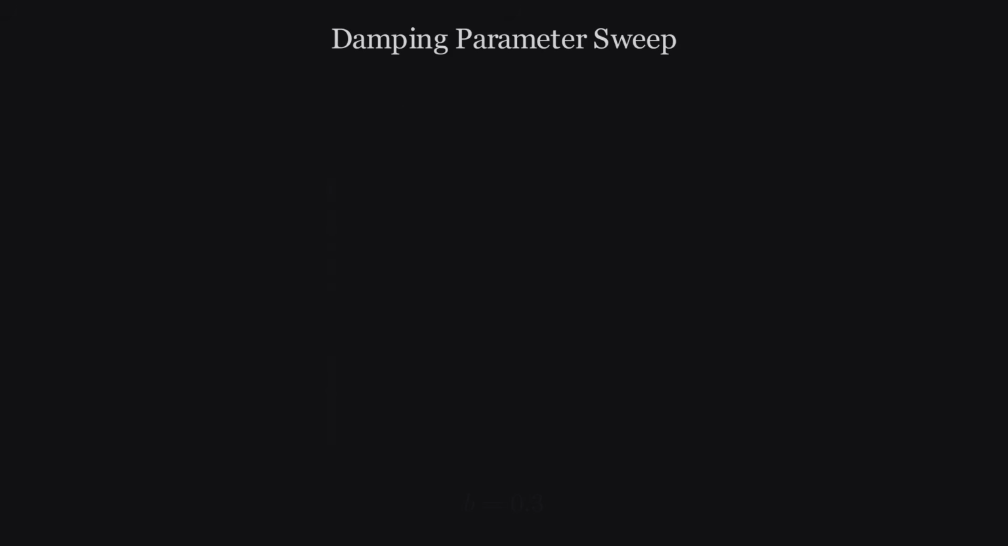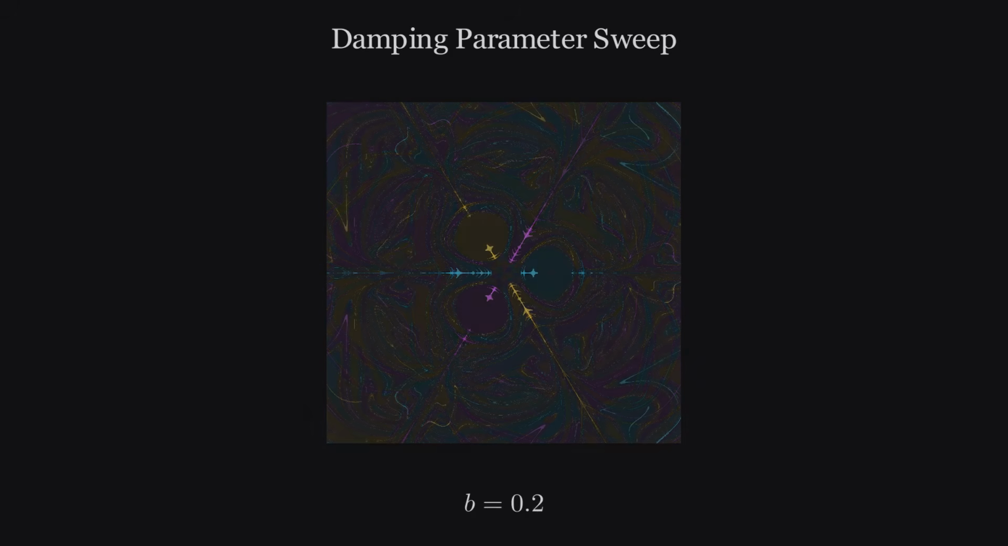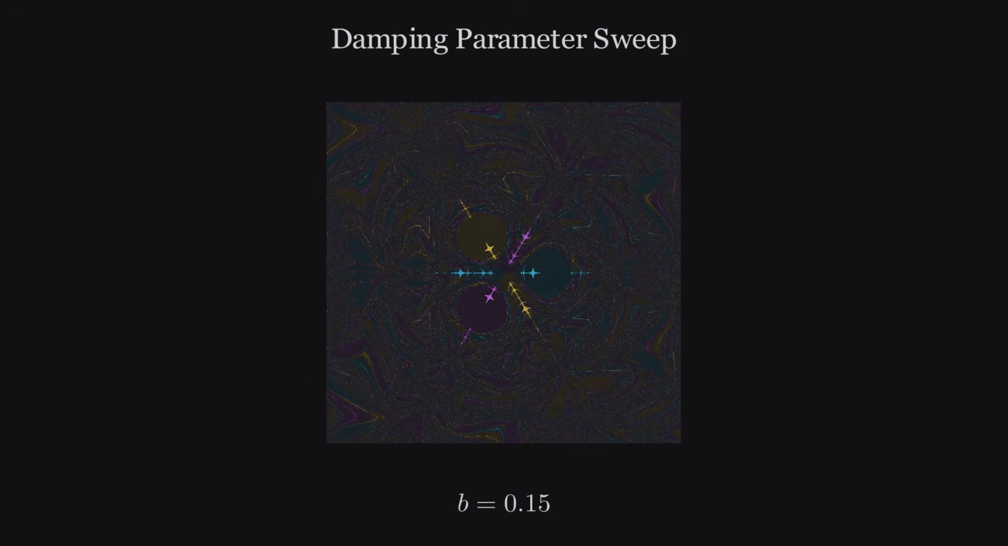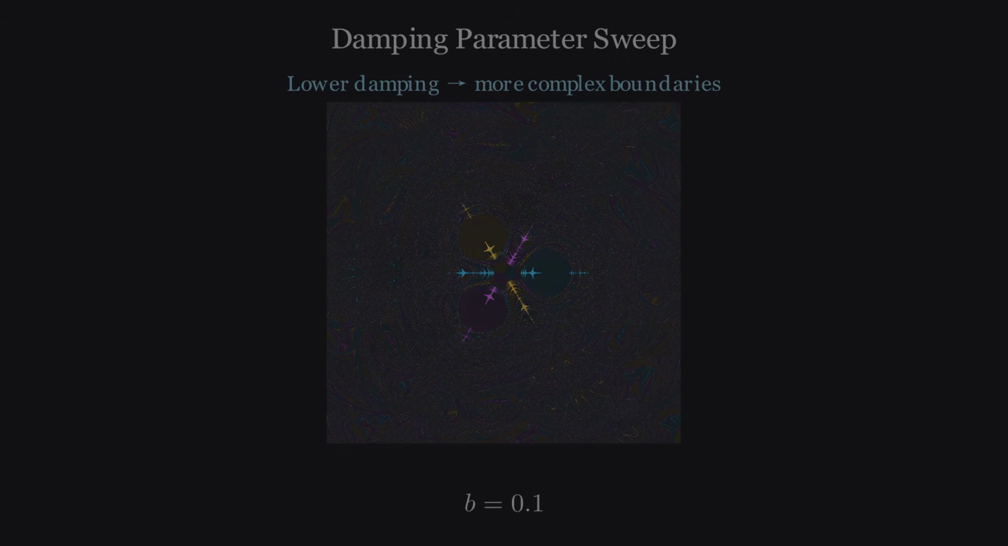The fractal structure of the magnetic pendulum depends critically on one parameter, the damping coefficient B. With heavy damping, the bob barely swings. It falls almost directly to the nearest magnet. The basins are large, smooth, and their boundaries are relatively simple. Lower the damping, and the bob swings further. It visits more magnets before settling. The boundaries become more complex. More filaments appear. The fractal dimension of the boundary increases.